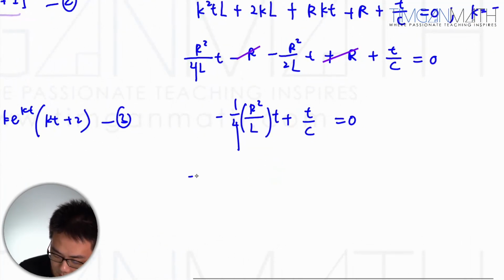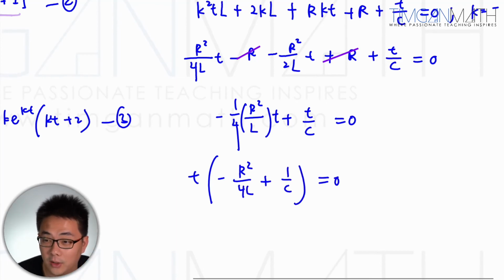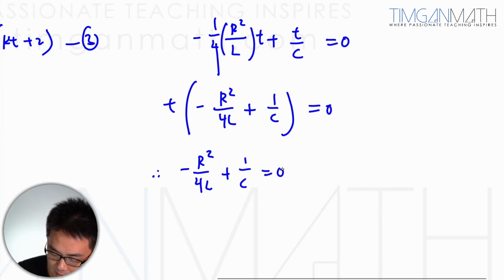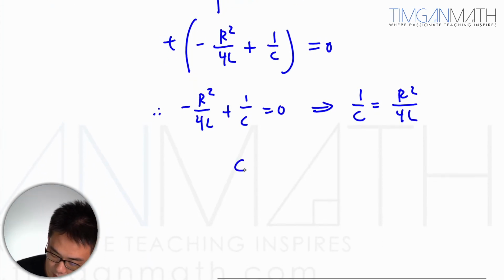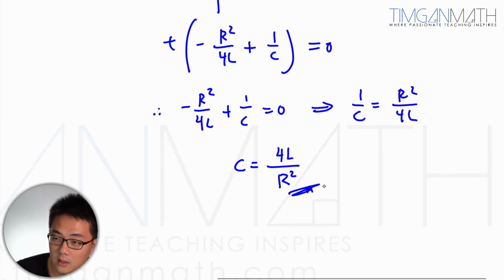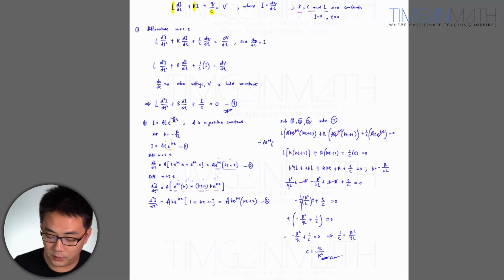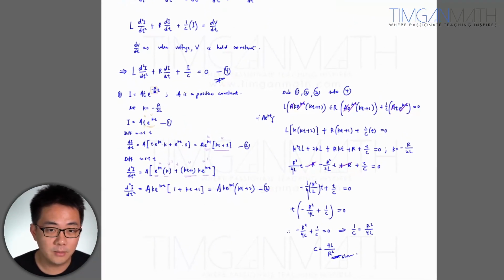The good thing about show questions is you pretty much know whether you got the answer correct or not. So this part here, once you get it, hence negative R squared over 4L plus 1 over C has to be 0. And this would just be 1 over C equals R squared over 4L, and C is equal to 4L over R squared. Yeah, it's tedious, but with the proper steps, you should be able to do this question proficiently, okay?